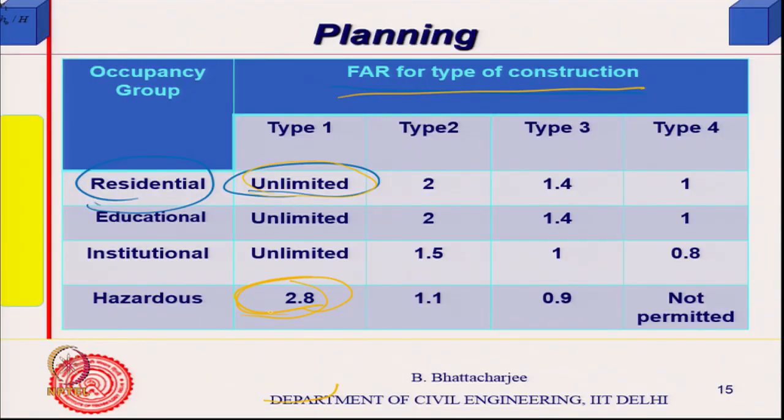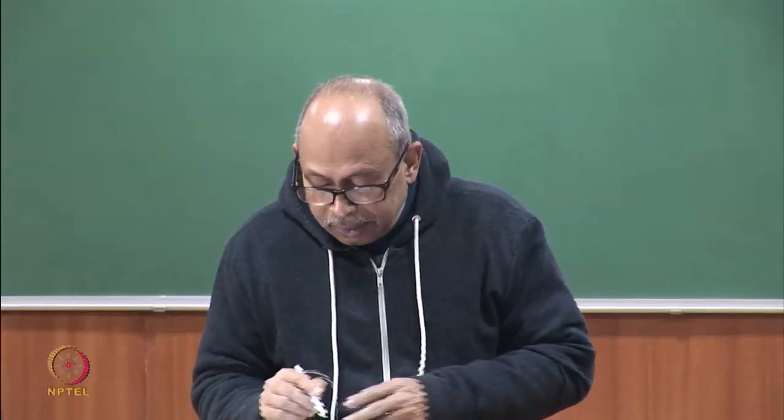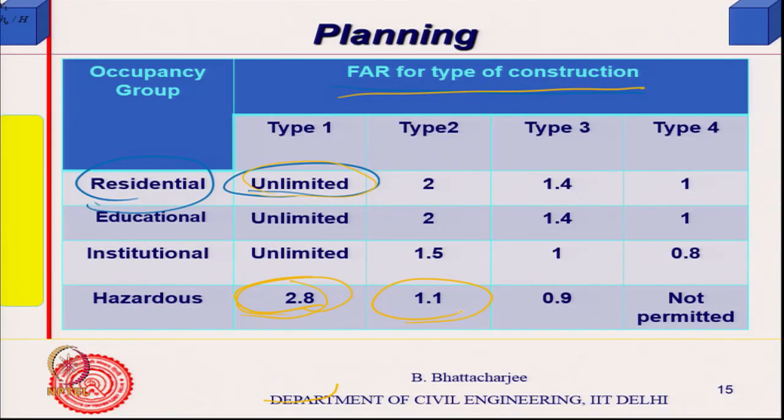You can't have, even with type 1 construction, more than 2.8 floor area ratio. If it is type 2 construction, it gets reduced further to 1.1. That means, because with taller buildings people will also be there, dangerous situations could arise. So, it does not allow for that, and it does not permit type 4 construction. So, in a hazardous building, the National Building Code does not permit type 4 construction.